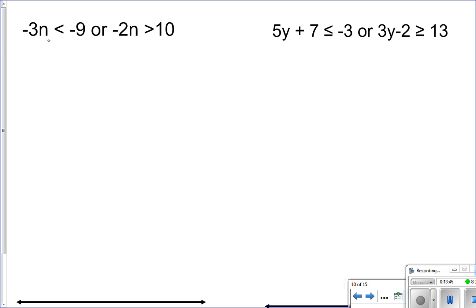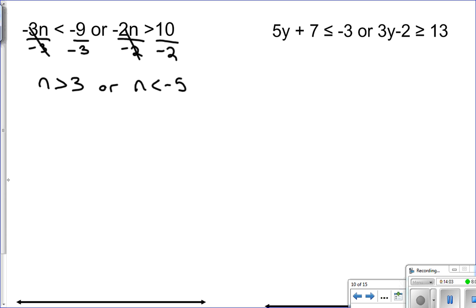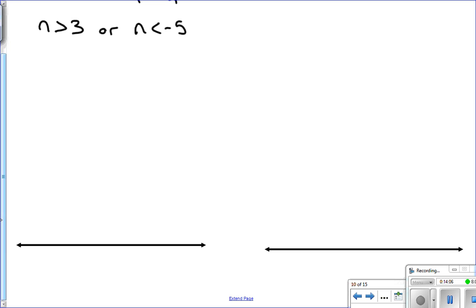So over here, I'm going to divide everything by -3. I get n is greater than 3. Over here, I have divide by -2. I get n is less than -5. So it's n is greater than 3, or n is less than -5. Come and graph this. Here's 3. Here's -5. Open circles. n is greater than 3, so it's everything to the right. n is less than -5, so it's everything to the left.